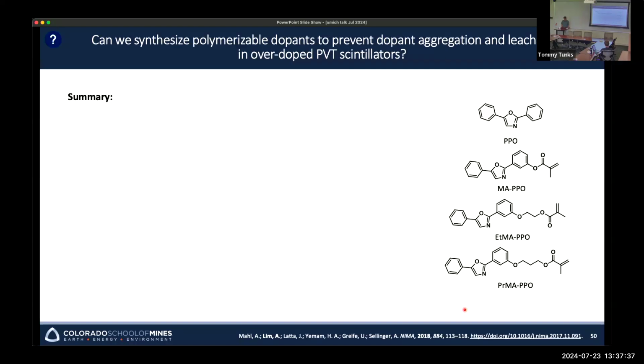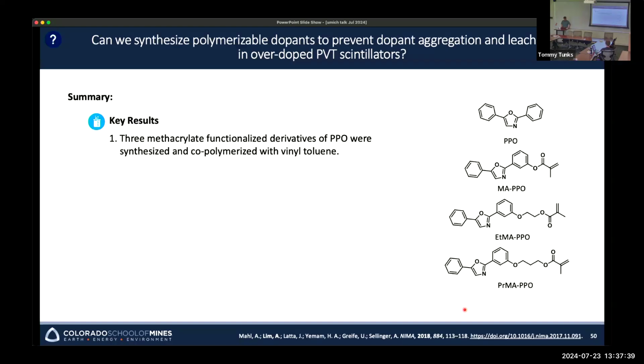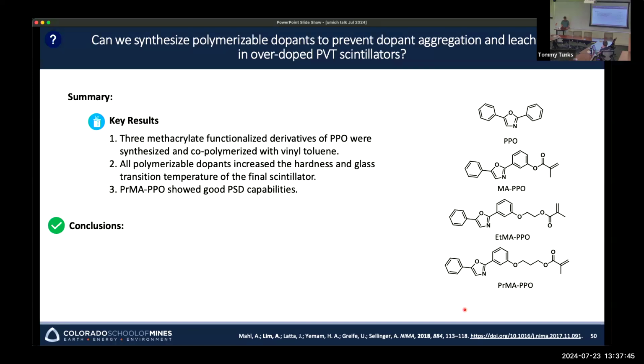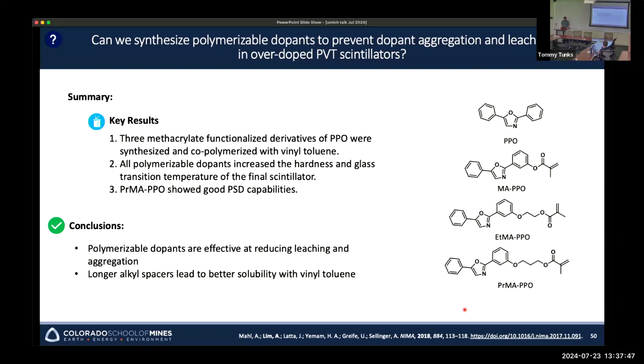All right, so this project has worked, and it's still an active project in our group working on reactive dopants. And again, this is published work, and it's these type of dopants that we've also been using in our additive manufacturing project as well.